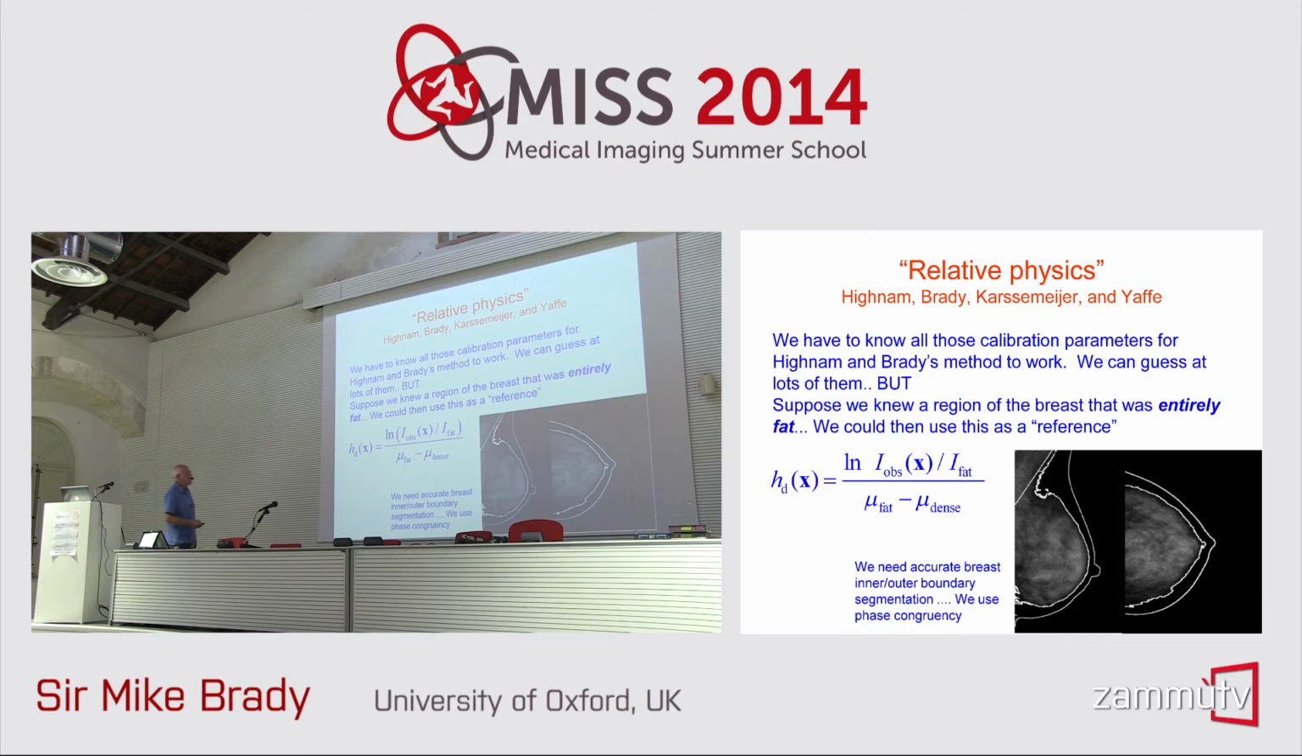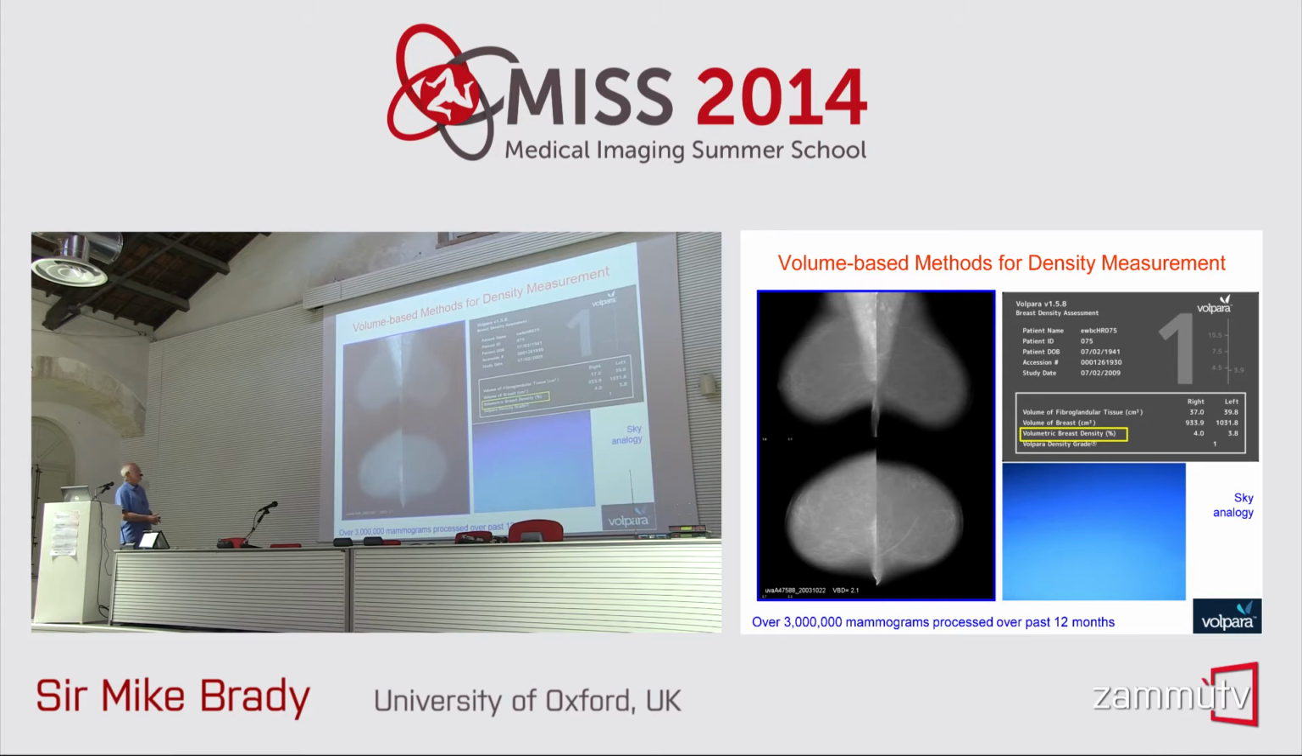Now actually, we can get away from a lot of calibration stuff by doing some work I did with Nico Karssemeijer in Nijmegen and Martin Yaffe in Toronto. It turns out that if we know one pixel which is fat, we can avoid all calibration data and so forth. So what happens from that is that we end up with breasts here which are fatty, blue sky, and it says one.